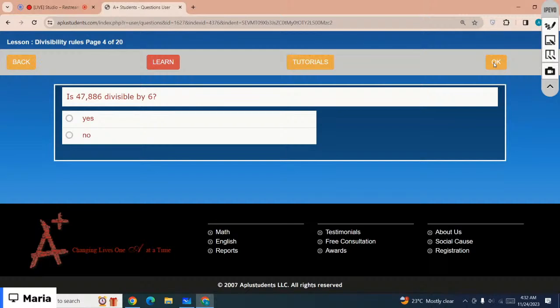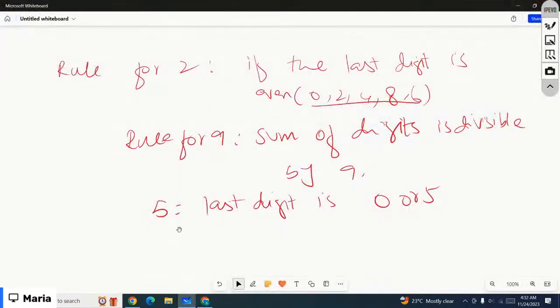Is 47,886 divisible by 6? The divisibility rule for 6 is that the number must be divisible by 2 and divisible by 3, right? Divisible by 6 means the number is even, which is the divisibility rule for 2, right?